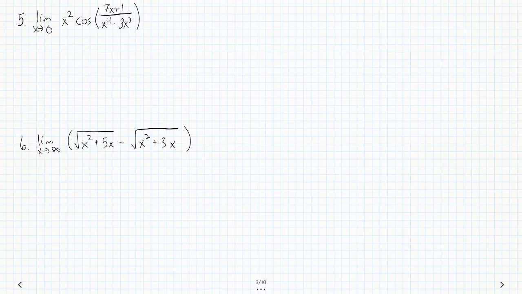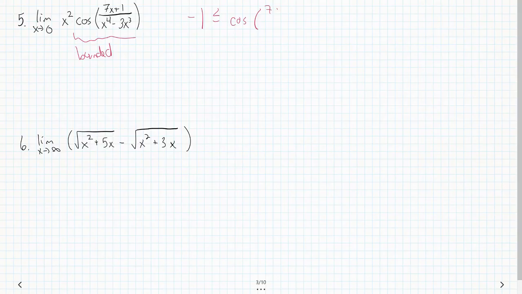In this one, though, we need to take note. The nice part about this is that this is bounded. When you have cosines or sines, those things are bounded. That's a beautiful result that we're going to make use of here. So we get negative 1 is less than or equal to cosine of (7x plus 1 divided by x to the 4th minus 3x squared), right? And that's less than or equal to 1.